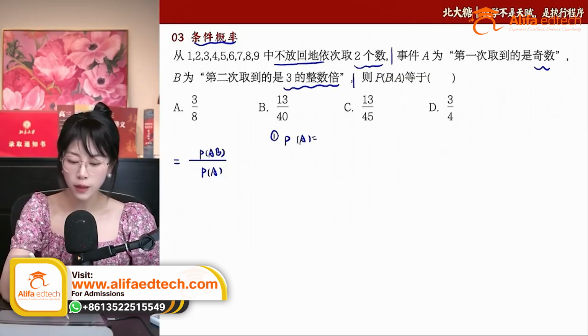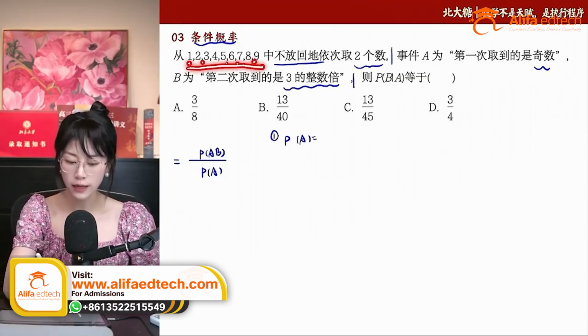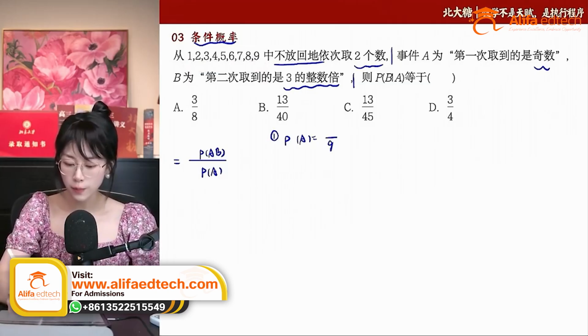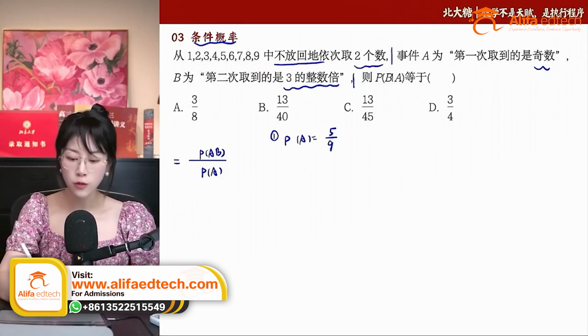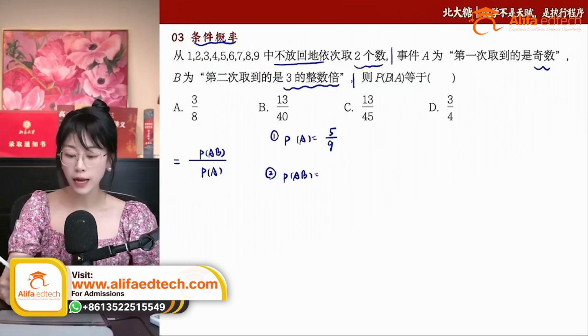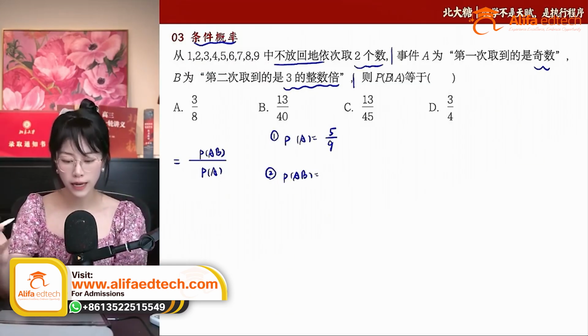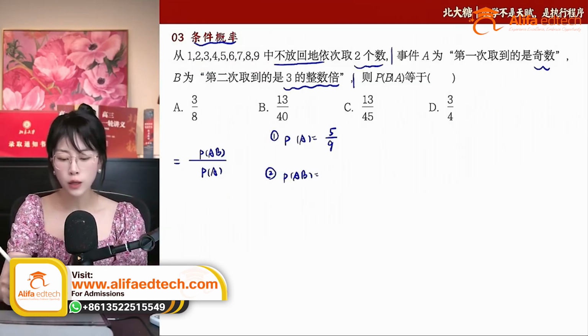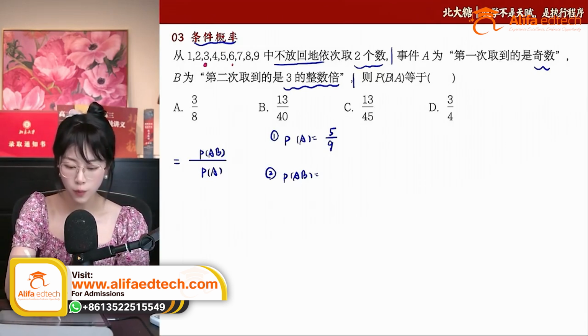Out of the 9 numbers, there are 5 odd numbers: 1, 3, 5, 7, and 9. So P of A is simply picking one odd number out of 9, which is 5/9. Now let's look at what P of A and B is. P of A and B refers to both events happening at the same time. The first time we pick an odd number, and the second time we pick a multiple of 3.